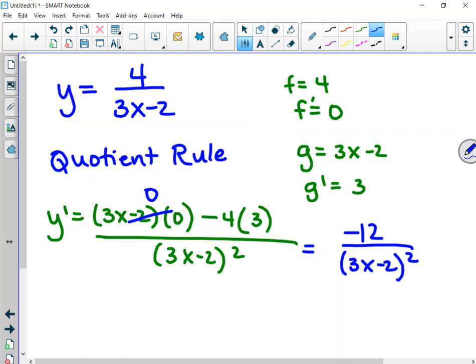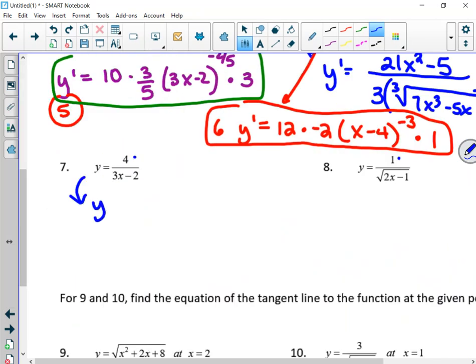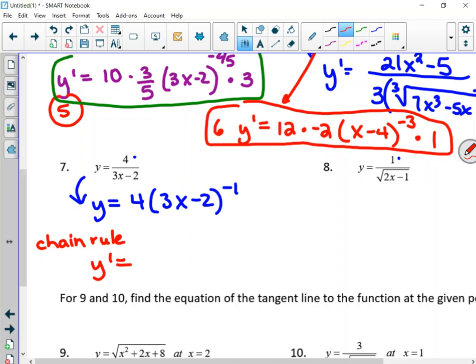However, if I wrote this problem this way, instead of 4 divided by that whole expression, I wrote it as 4 times 3x minus 2 to the negative 1, then I could actually use a chain rule on this. It's not a quotient anymore.